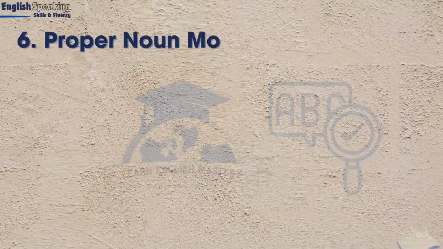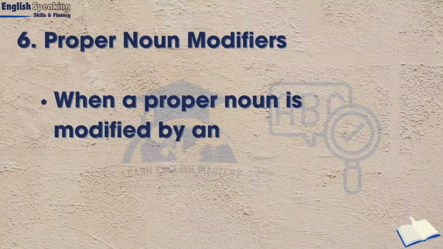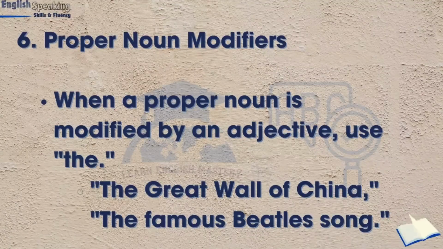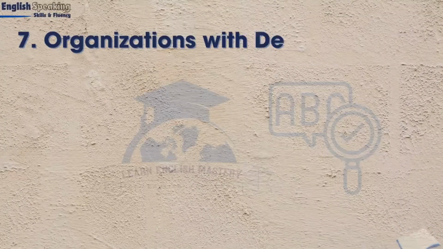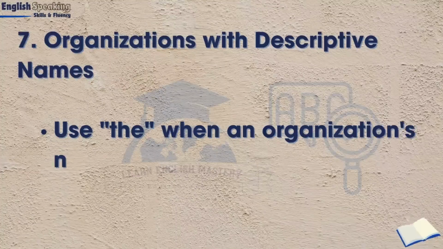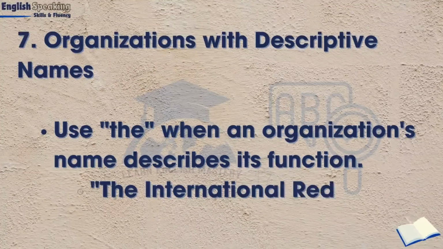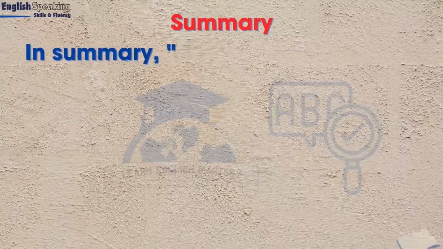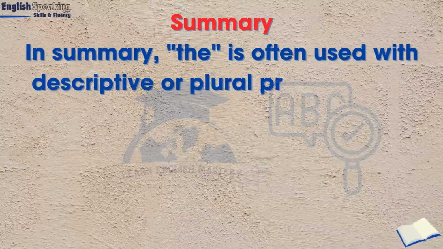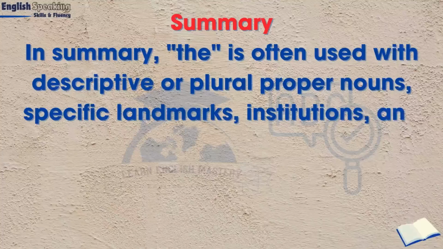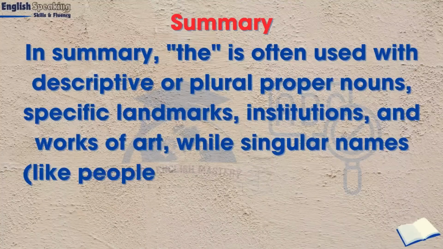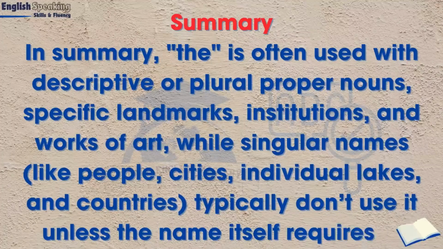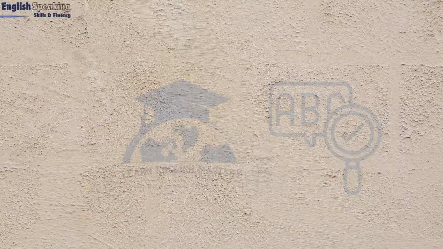6. Proper noun modifiers. When a proper noun is modified by an adjective, use "the": the Great Wall of China, the famous Beatles song. 7. Organizations with descriptive names. Use "the" when an organization's name describes its function: the International Red Cross, the National Gallery. In summary, "the" is often used with descriptive or plural proper nouns, specific landmarks, institutions, and works of art, while singular names, like people, cities, individual lakes, and countries, typically don't use it unless the name itself requires it. Is "the" always necessary?